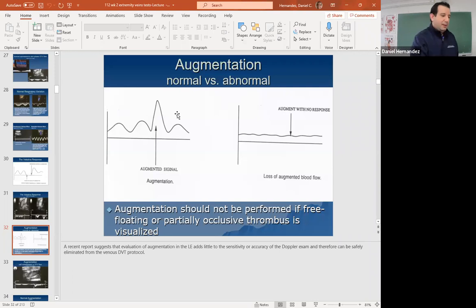That's what we want to see. So that's good. And a patient that has a distal clot, so a clot below the level of where we're imaging that's occlusive, when we do our augmentation and we get no response, that's a result of that clot preventing the blood flow from going back up. So again, we can use augmentation to assess for distal thrombus from where we're imaging. So lack of augmentation is a result of an occlusive thrombus below the level of where you're imaging.